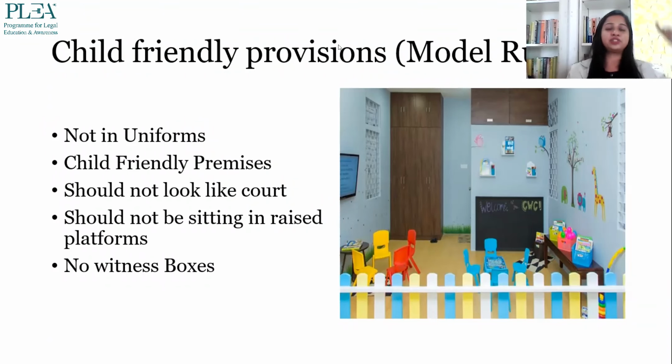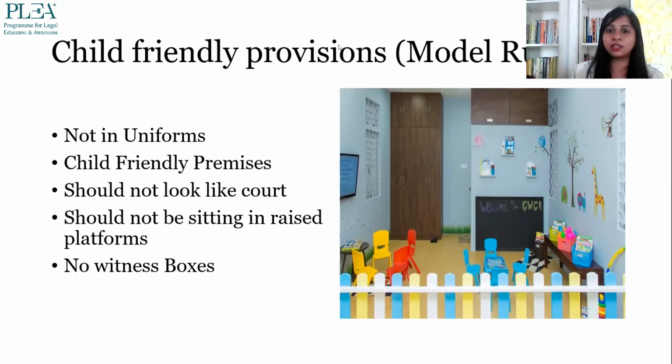You would find in the JJB raised platforms where the judges sit. But in the child welfare committee, you will find it flat. The child should be able to talk to the child welfare committee members directly. There should not be any witness box. There's a formal setup though, but it should not be similar to a court. And that's the whole idea of having such colorful premises. So these are the child-friendly provisions.